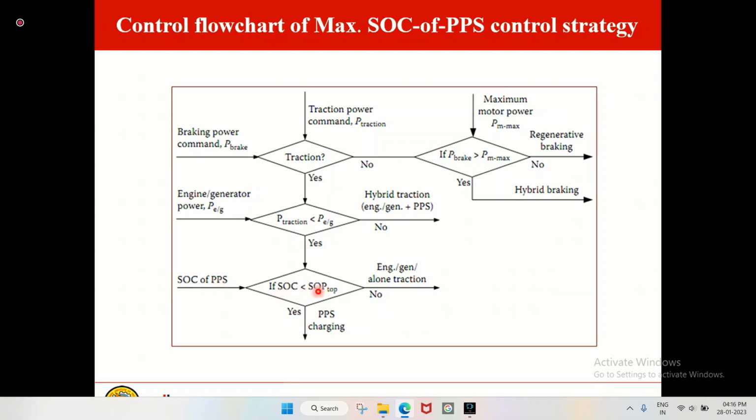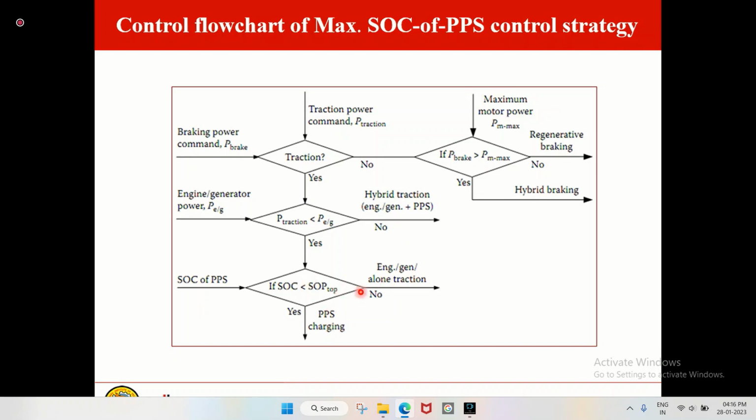So if my SOC is less than the SOC top, say for example, I have allocated the maximum threshold of 80%, and right now, at this moment, the SOC of my battery is 60%. What it lets me know is the battery needs further charging, right? So if this is true, if SOC is less than SOC top, then I need to take care of my battery charging.